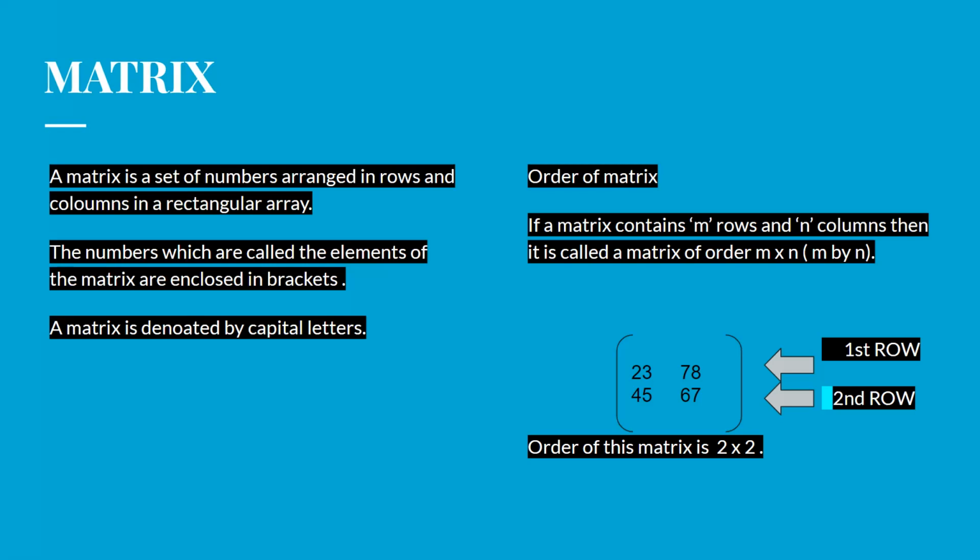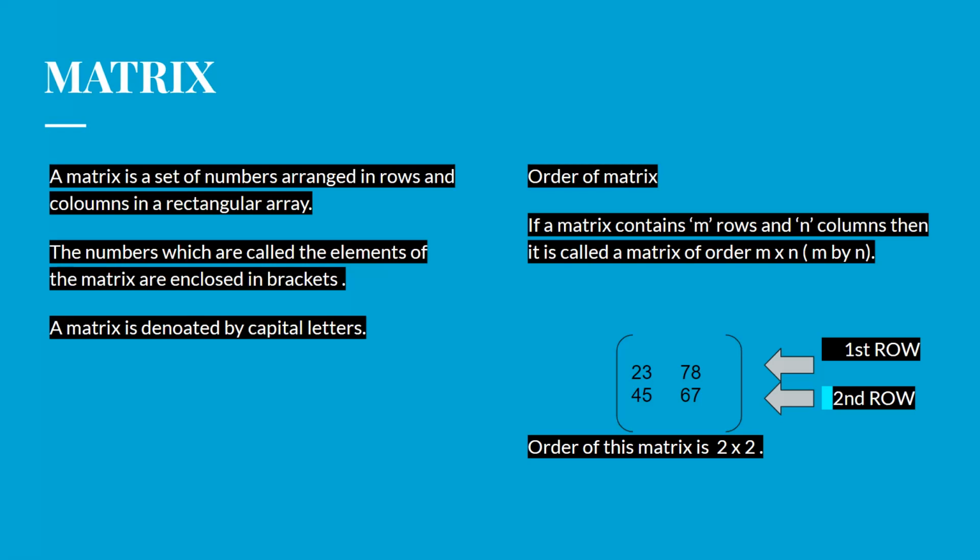Next topic is what is the order of a matrix. Order of a matrix tells us how many rows and how many columns are there in the matrix. If you can see, it is indicated by the arrow written first row. First row means the horizontal numbers like 23 and 78. Similarly, 45 and 67 come under the second row. So horizontal is called a row, and vertical we call a column.